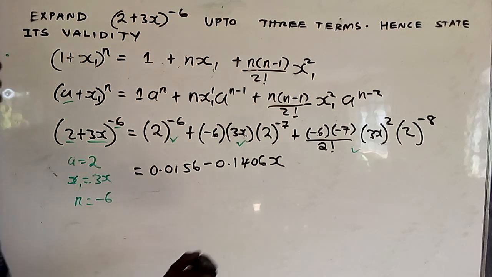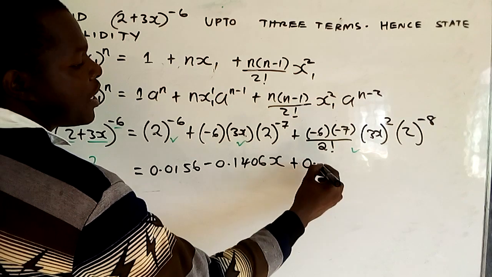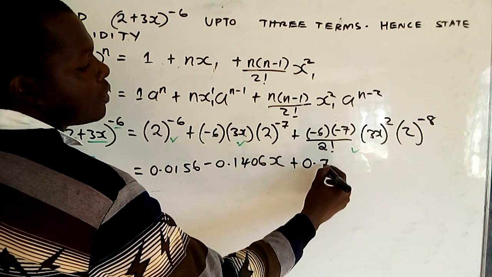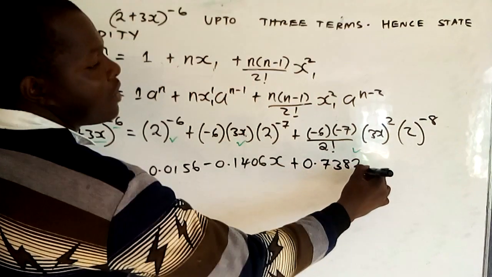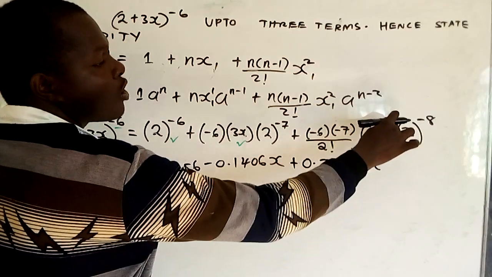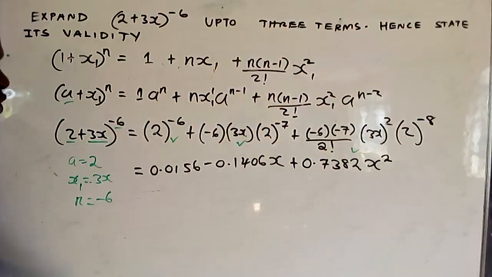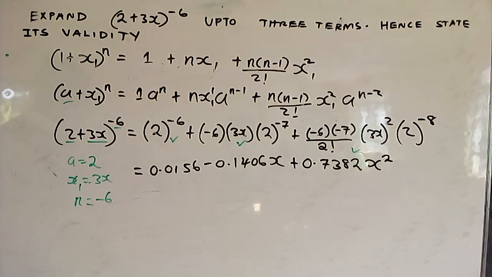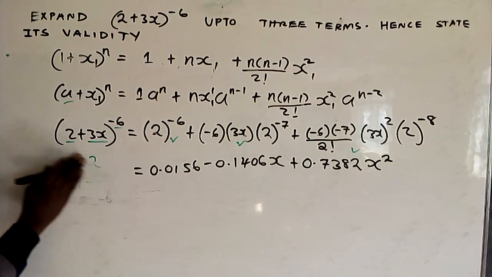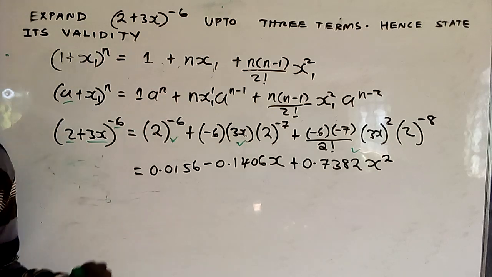0.7. 0.82, isn't it? Then our x is raised to what power here? See, x is also raised to power 2. See, you expanded the whole problem. After the expansion, you are also told to state its validity.